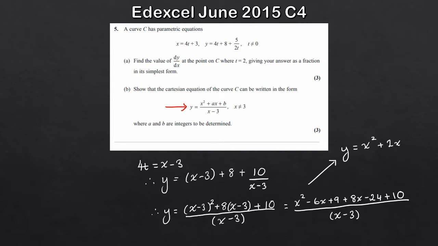We've got 9 minus 24 plus 10, so that gives us minus 5, and this is all divided by x minus 3 there. Okay, so your a is 2, and then your b is minus 5. But that's a very, very standard exam question. Make sure you're confident with both of these parts, because if they come up, they're really easy marks, so you definitely want to be guaranteeing those marks.